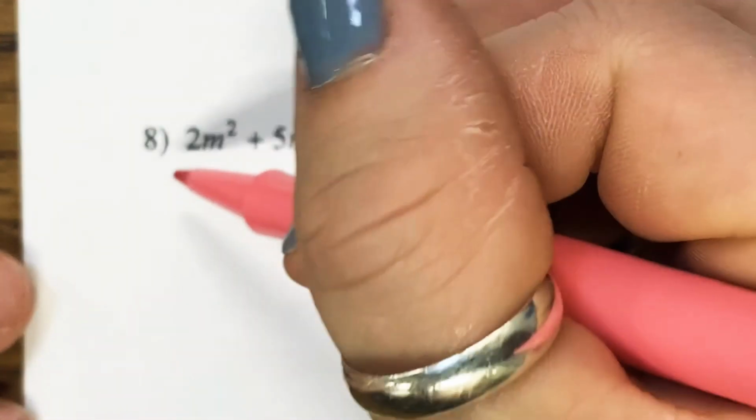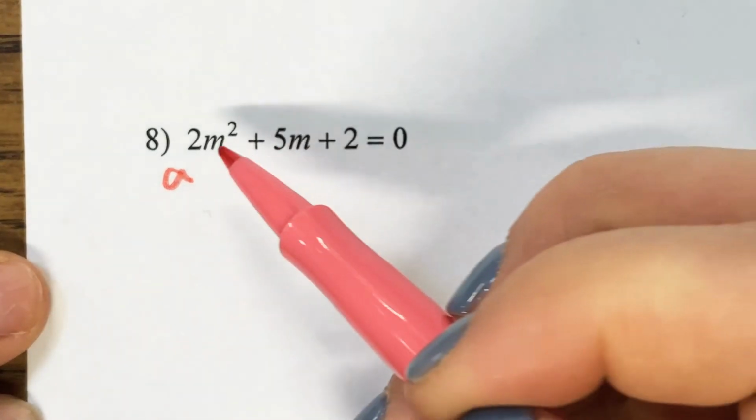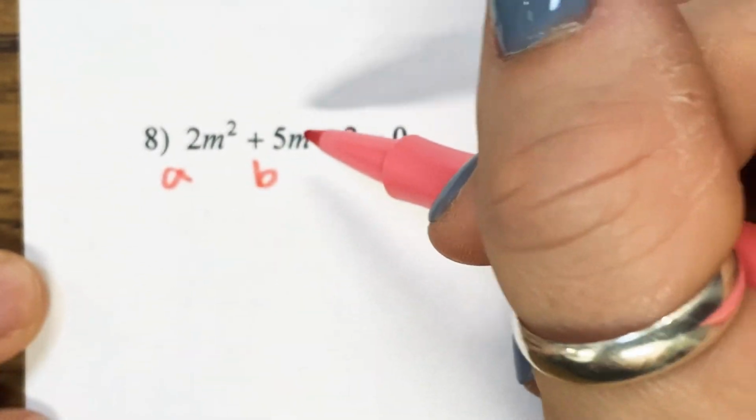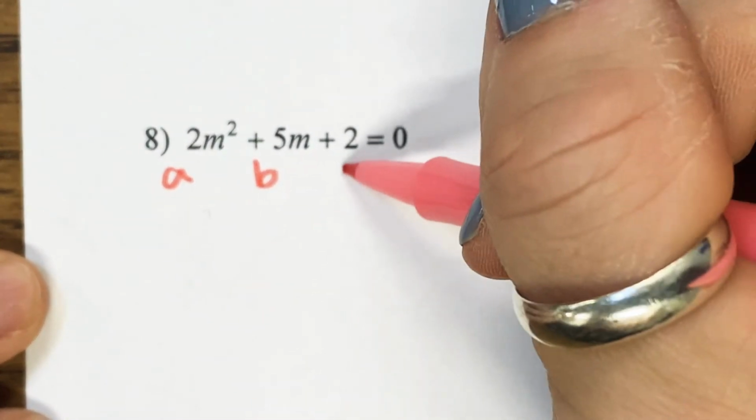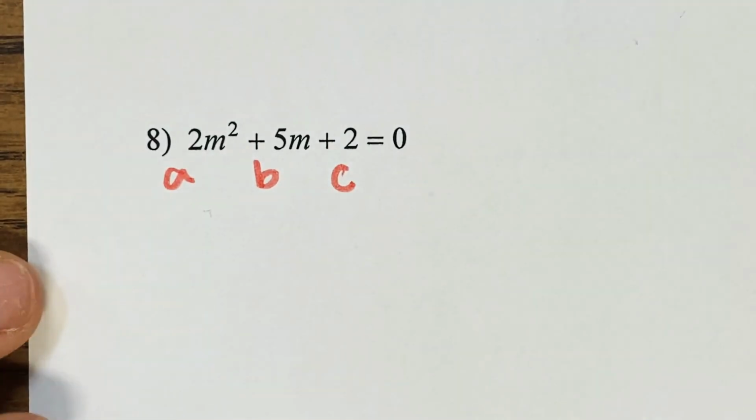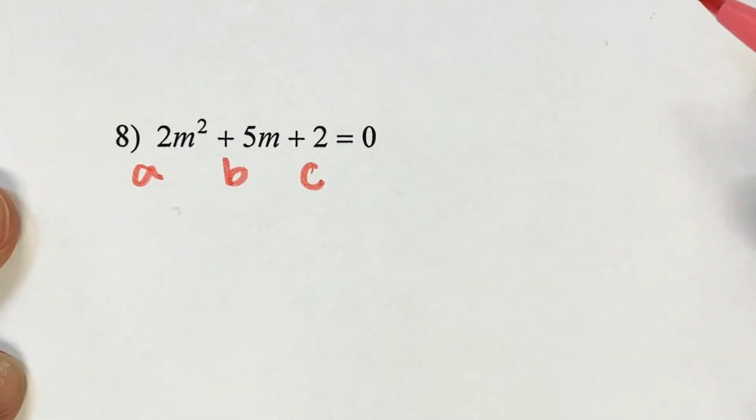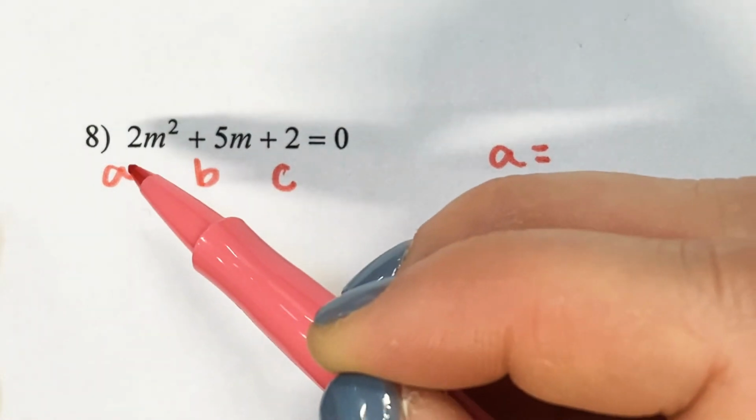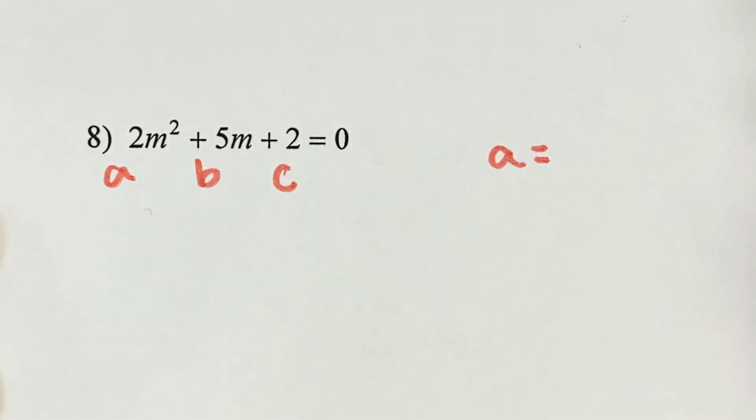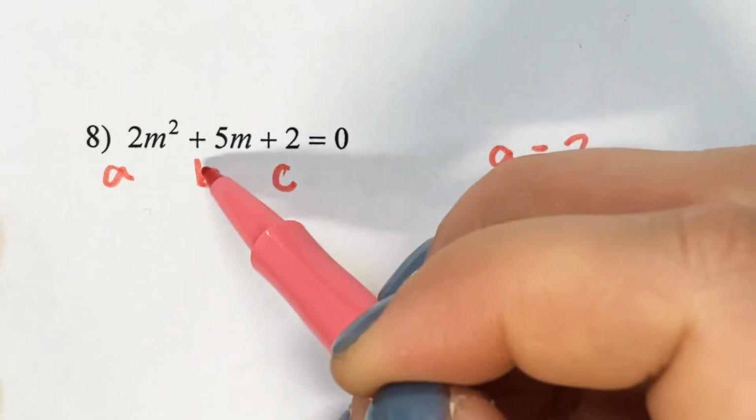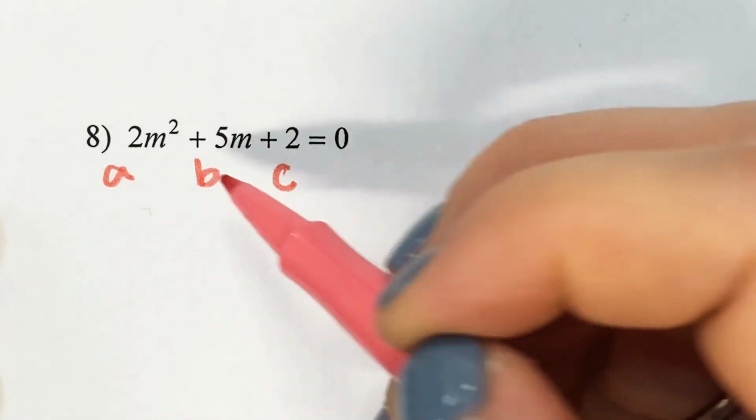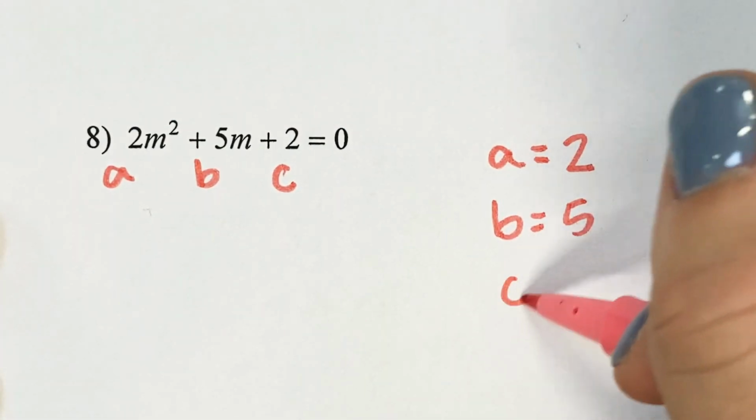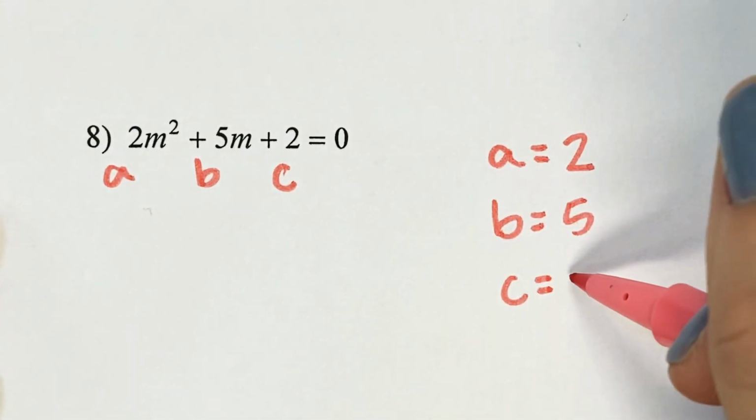Okay, my a is always right in front of the one that's variable squared. My b is in front of just a single variable. And my c is the constant, the number with no variables. Okay, so what is my a? What is the number right in front of m squared? 2. What is my b? 5. And what is my c? It's going to be 2.